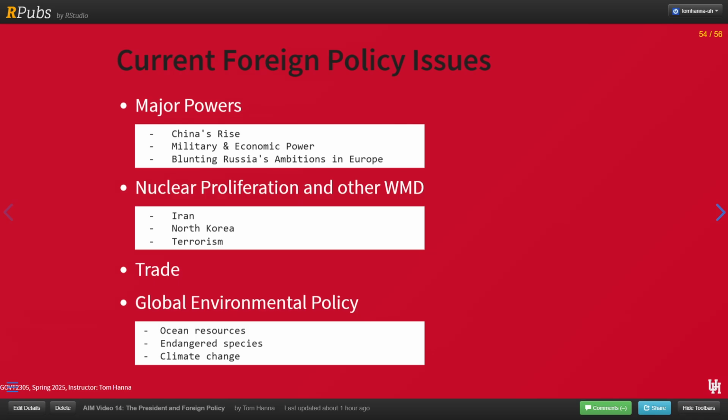Trade is a huge foreign policy issue. The U.S. has, since the mid 20th century and really even the early 20th century, favored more trade, more open trade, better access to markets, better access to resources for us, and being perfectly willing to give access to our markets in order to get that.